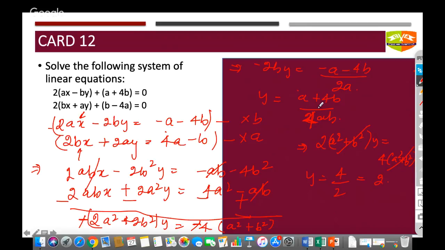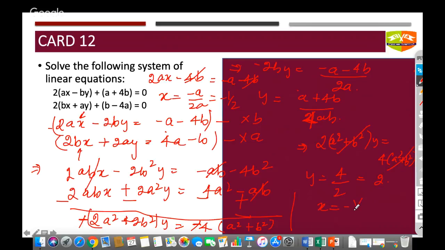Now if y is equal to 2, what I'll do over here is put it in this equation. So what I get over here is 2ax minus 4b, because y is equal to 2, is equal to minus a minus 4b. So this minus 4b is gone, and x comes out to be minus a divided by 2a, which is equal to minus 1 by 2.